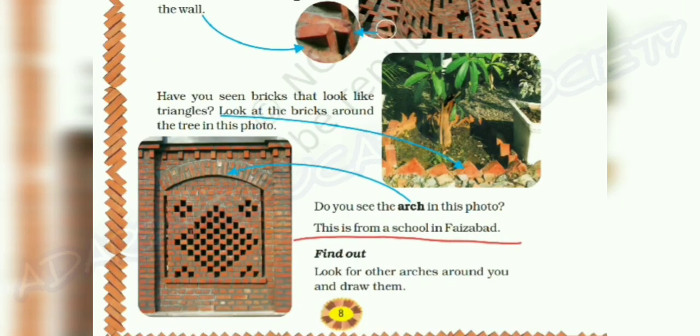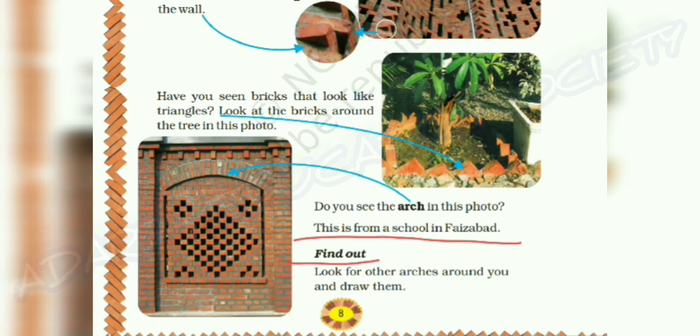Now look at your textbook. Do you see the arc in this photo? Yes, now we can see this is the arc. Okay? Now, this is from a school in Faizabad. This is an arc picture from a school which is located in Faizabad. Now next, find out. Look for other arcs around you and draw them.